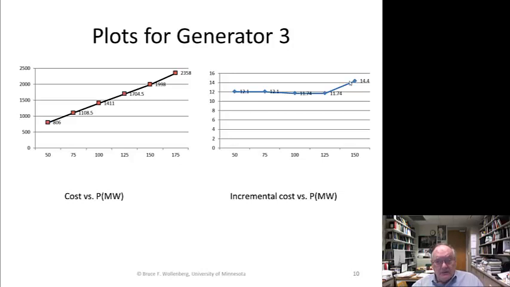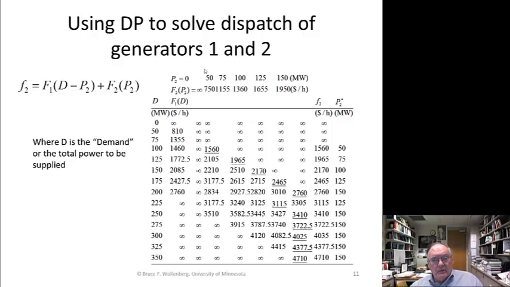Well, what we do is we go back to that allocation method that we presented, where we say, okay, I'm going to invent something called F2, which is F1 of D minus P2 plus F2 of P2. So we're going to say, okay, I will decide what P2 is, and that's across the top here, and then I will decide what D is, and then we can take different combinations of the D and the P2.